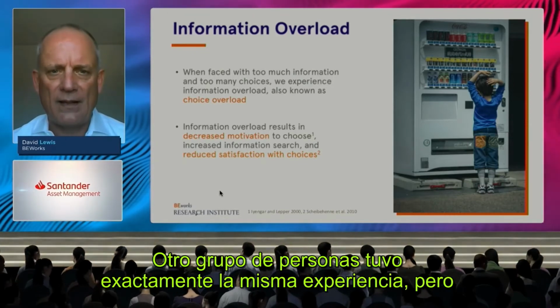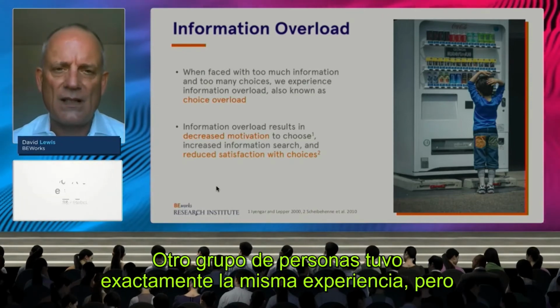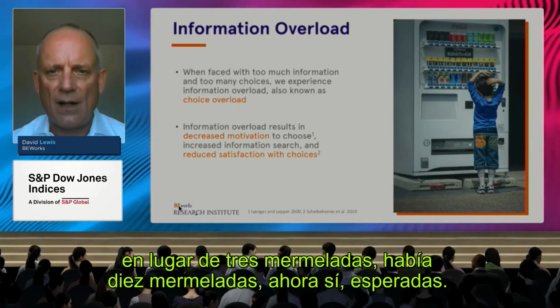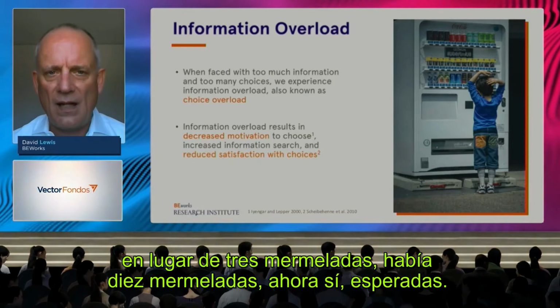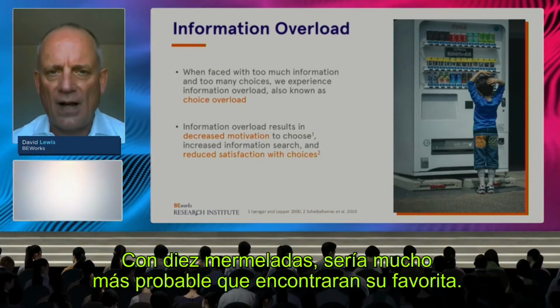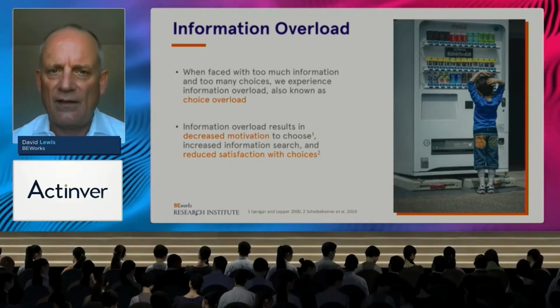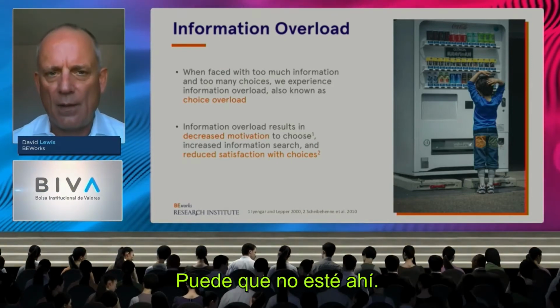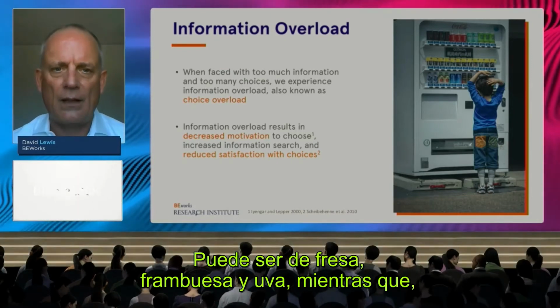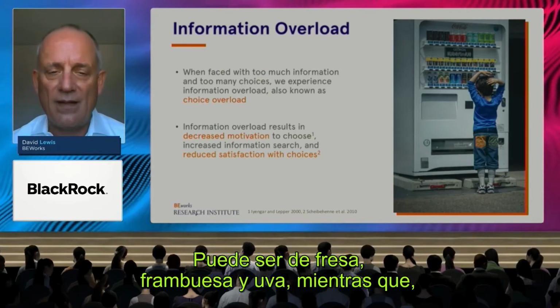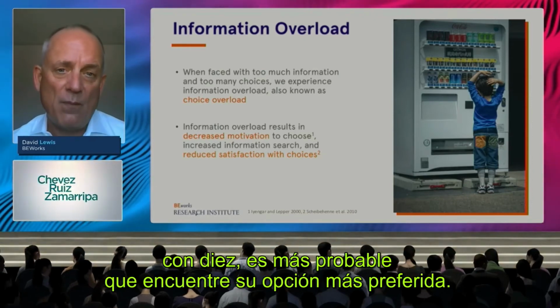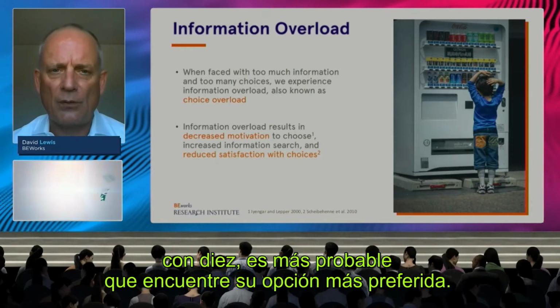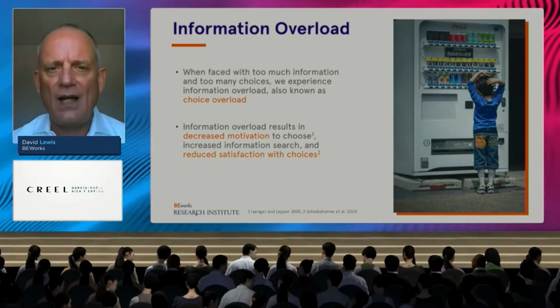Another set of people had the exact same experience, except instead of 3 jams, there were 10 jams. Now you would expect with 10 jams, you'd be much more likely to find your favorite. Let's say it's orange marmalade. In the 3 jam selection, that may not be there. It may be strawberry, raspberry, and grape. Whereas with 10, you would be more likely to find your unique most preferred choice.